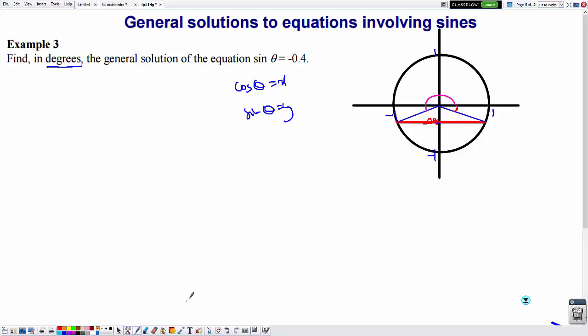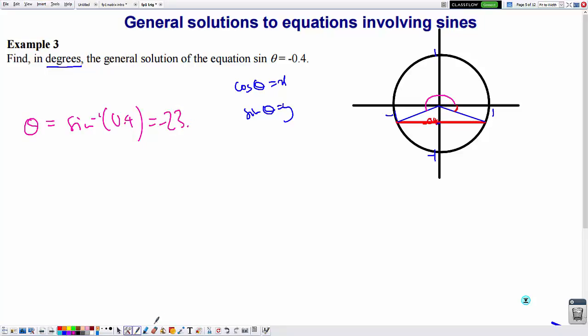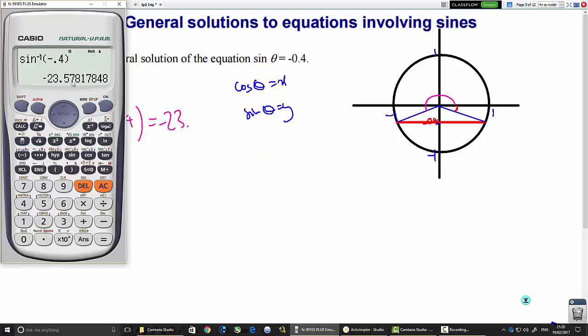So how do I find that? Well, just use your calculator. So what we're going to do is theta equals inverse sine of minus 0.4. By the way, if you do your calculator, this will only give you one of your answers. We need to find the other one. Again, you can do this using your curves, but I think it's easier now to use this circle. So inverse sine of minus 0.4. That is in degrees. Okay, so it's minus 23.57. And for AQA we do it to 3 significant figures, so let's just say it's minus 23.6.